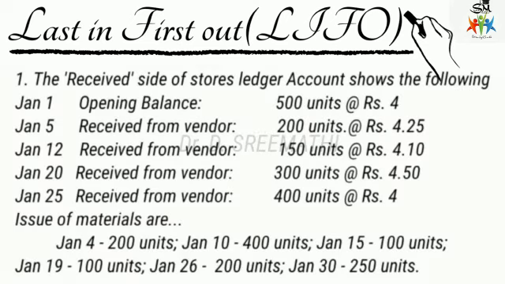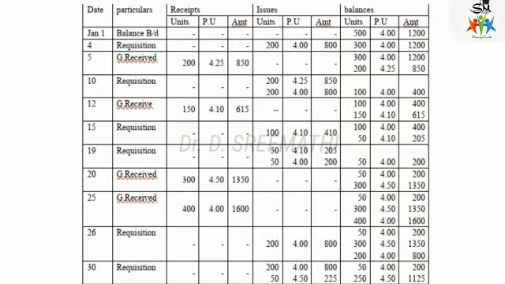So what it is, the materials or stores which have been received last should be issued first. It is like a godown which has only one way. So here the materials which come last, go first. So in that, let us prepare a stores ledger account. As you know, date column, then particulars, receipts, issues, balance.